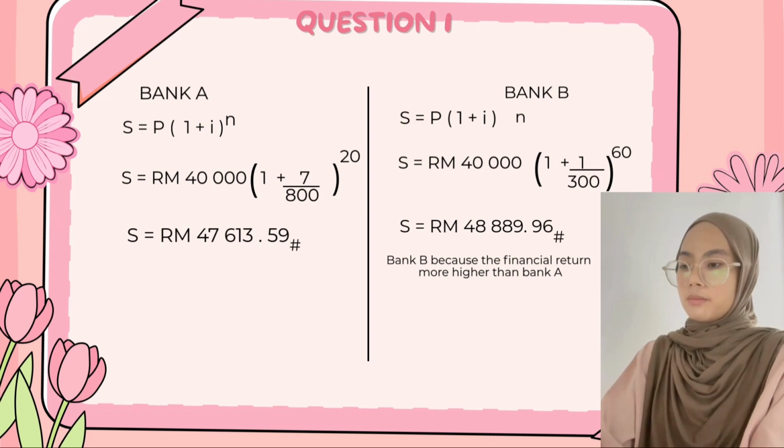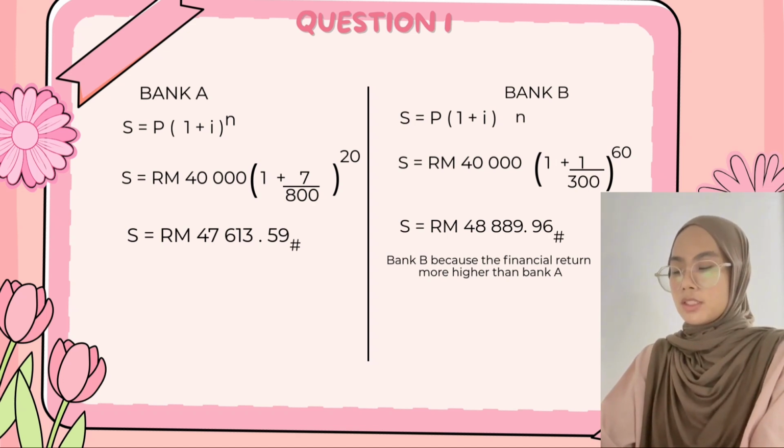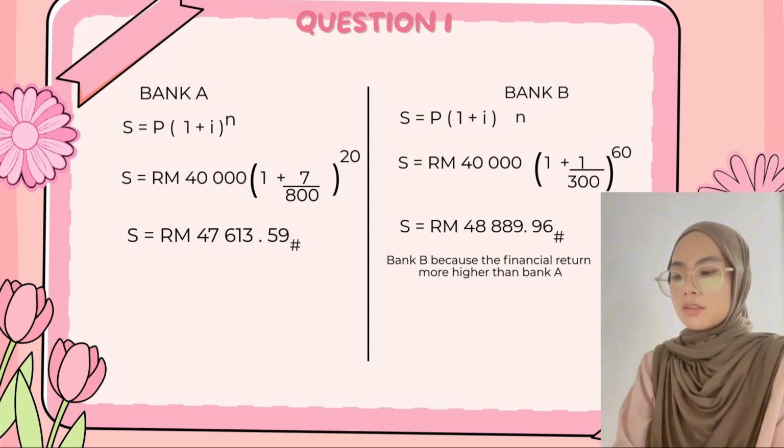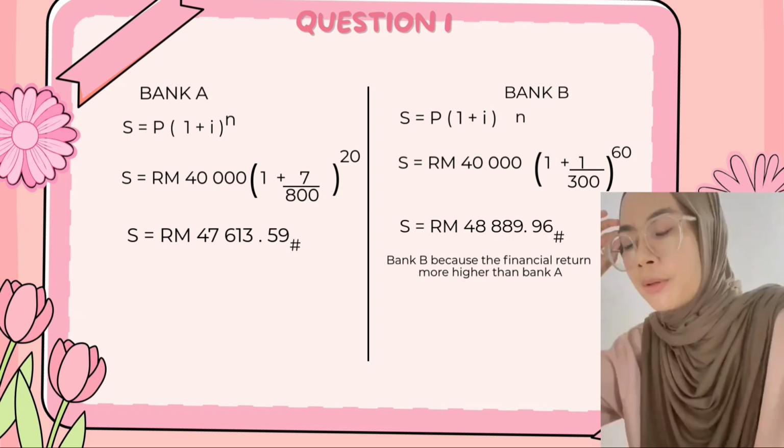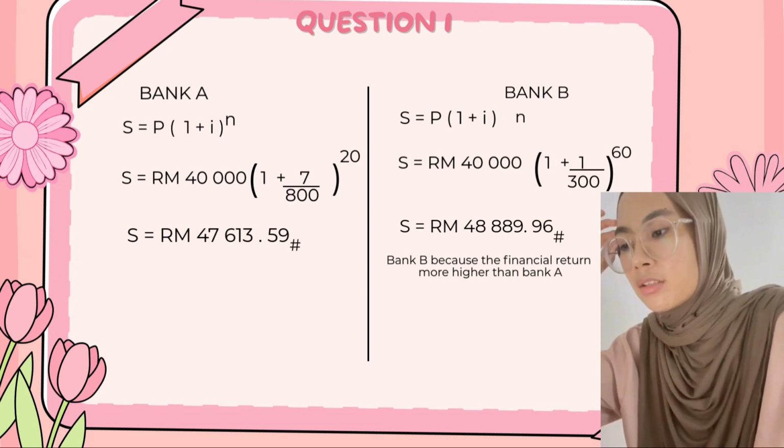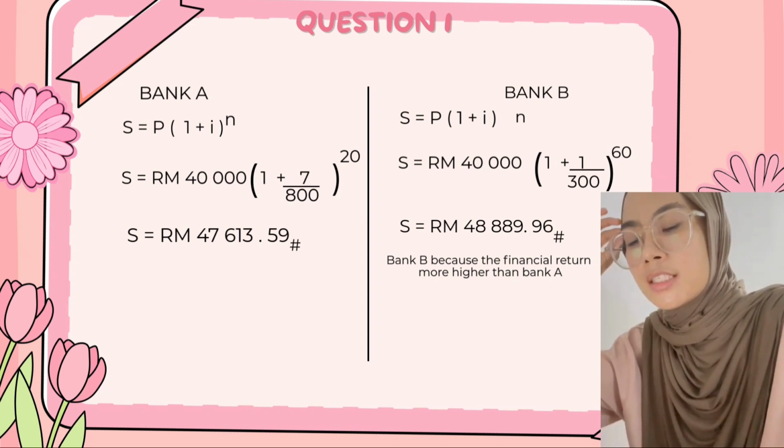For bank B, we use the same formula. So we substitute the values for bank B. Principal for bank B is RM40,000, the I for bank B is 1 divided by 300, and the N for bank B is 60. So S equal RM40,000 open bracket 1 plus 1 divided by 300 close bracket power 60. After we calculate, the answer for S is RM48,889.96. So bank B provides the higher return, so it is the better choice.